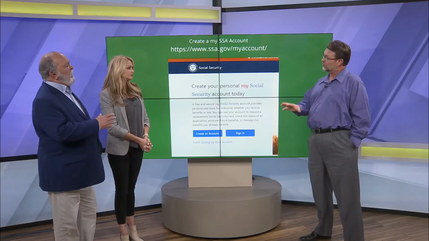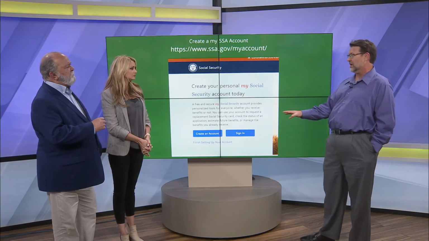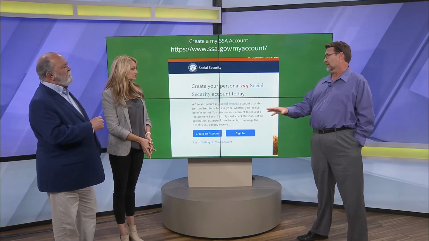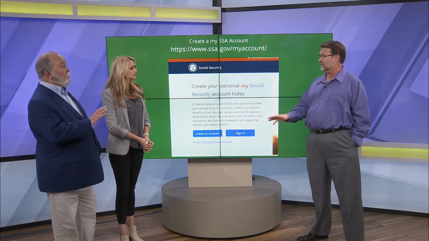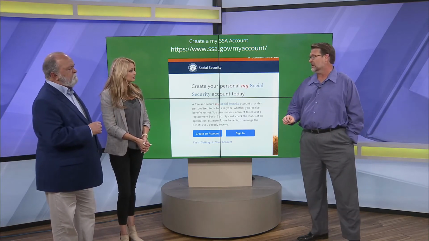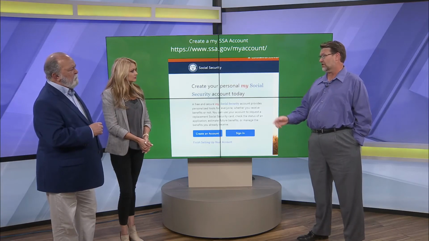So it's real important you go in and you look at your earnings record. A lot of people don't. It also gives you insight if somebody else has been working under your Social Security number, if you've been a victim of identity theft, for example. Which can happen. And you want to make sure that you get credit for all the earnings and the money you paid into the system.